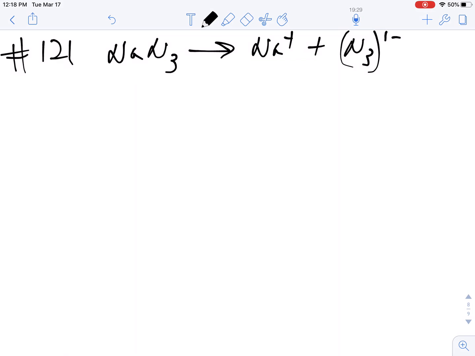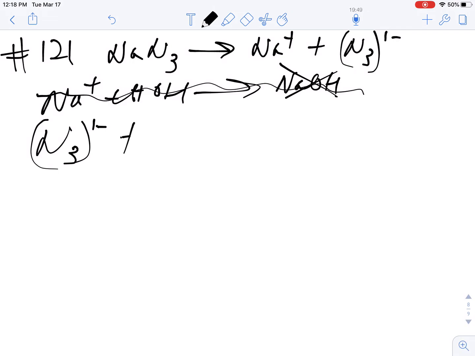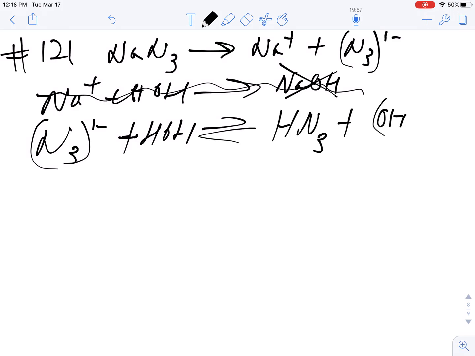Now, which reaction is the important one? Is the sodium going to react with the water? No, because it would just give us a strong base which would break apart. So that's not the right reaction. So what about this guy? Will that react with water? Yes, it will. And that's going to give us this strange acid and OH.